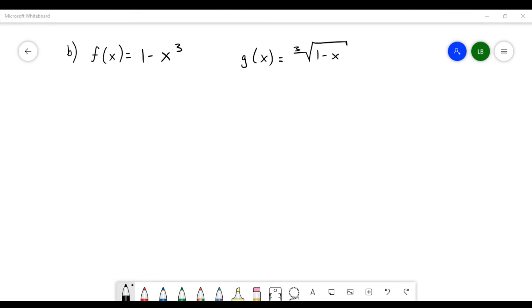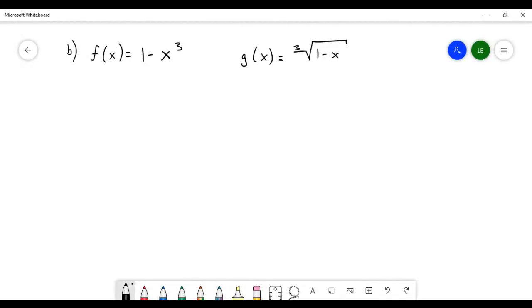Are they equal to negative x? They shouldn't. Let's go ahead and take a look at this since we're just about out of time.